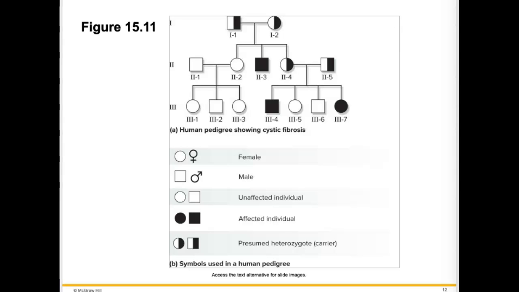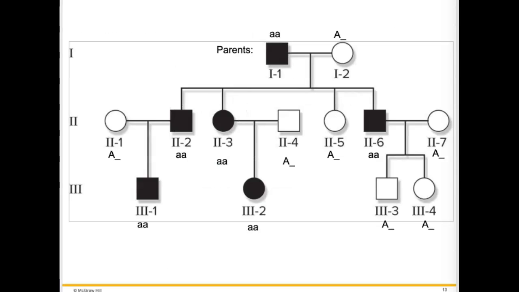Most diseases are autosomal recessive, such as cystic fibrosis and sickle cell anemia. So the colored individuals would be homozygous recessive. However, there are instances where the disease is autosomal dominant, in cases such as Huntington's disease. Let's look at a pedigree with family members in cystic fibrosis.